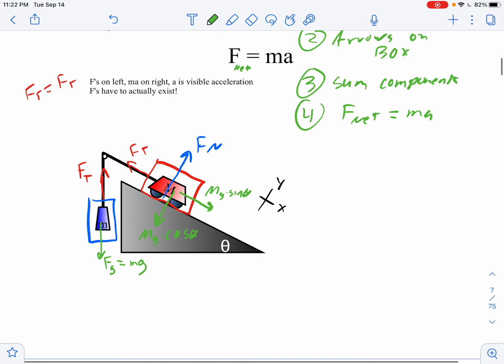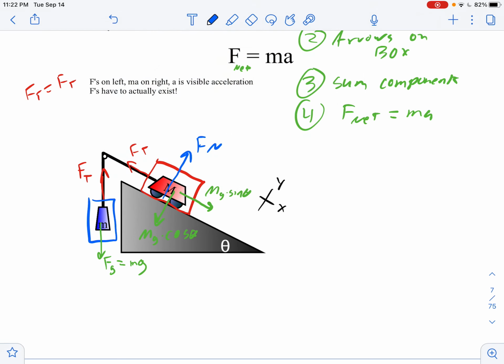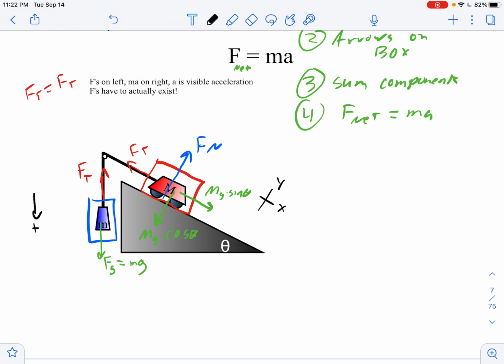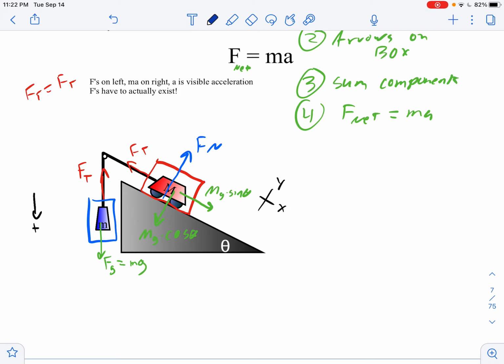All right, so let's go to the blue box first. Since the blue box is pulling down on the cart, to me it makes more sense that the motion's most likely going to be that way, so I'm going to make that positive, and it's just a choice. If I look at the blue box, I've got the FG minus the tension, which causes the blue box to accelerate.